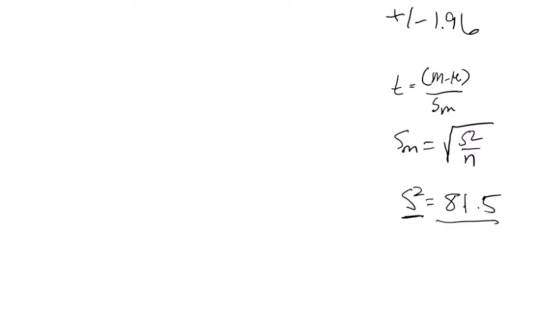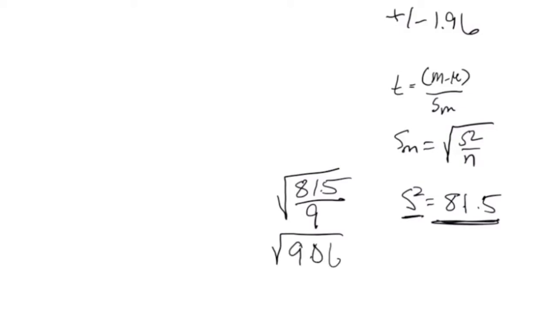And now we can plug this 81.5 into our standard error formula. So we have the square root of 81.5 divided by our n of 9. So first let's do 9 goes into 81.5, which gives us the square root of 9.06. And the square root of 9.06 is 3.01. So we now know that our standard error is 3.01.